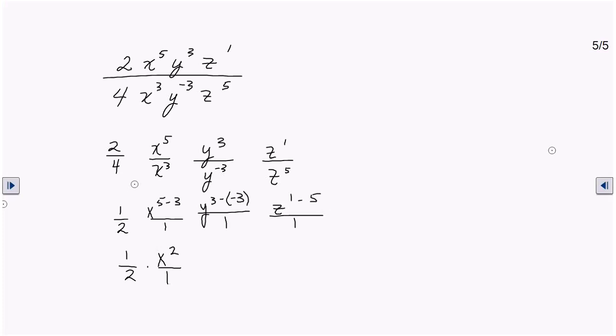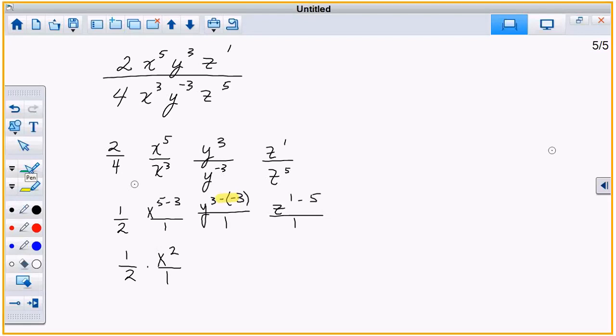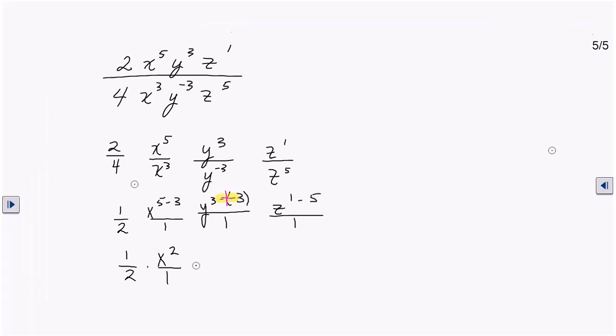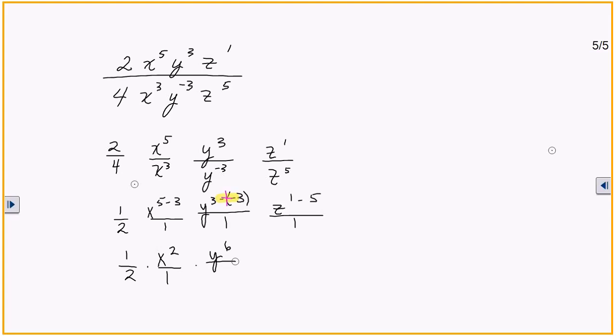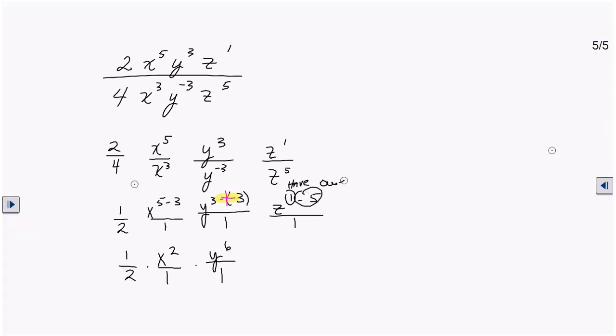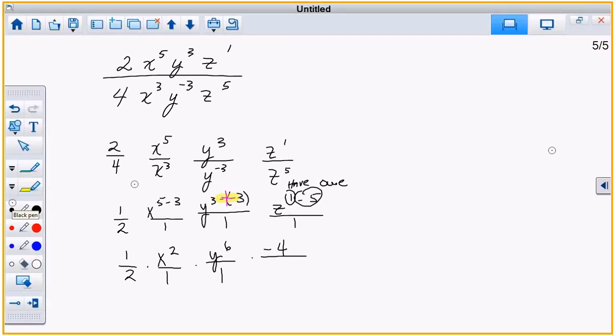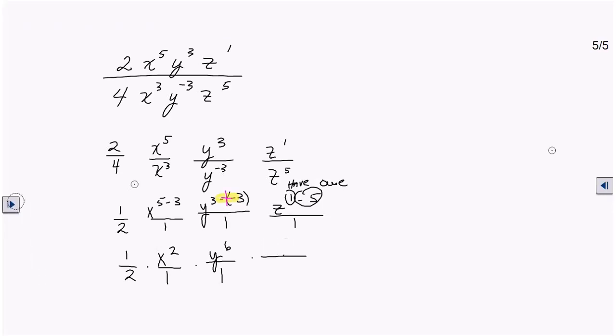Remember, let's take our highlighter because there's two negatives. So that means I'm going to take my magenta pen and I'm going to do a plus there. And that gives me y to the 6th over 1. And then 1 minus 5, you have $1. You owe $5. Therefore, you still owe $4. I'm sorry, I just messed that up. The answer's right, I just put it in the wrong place. So that's going to be z to the negative 4 over 1.